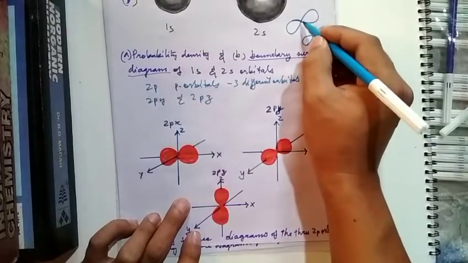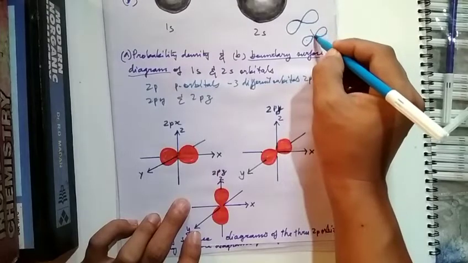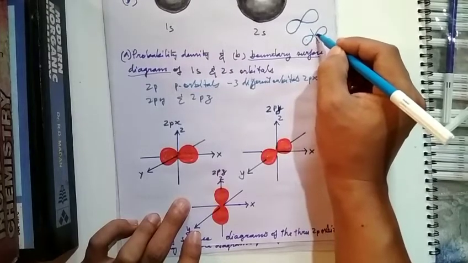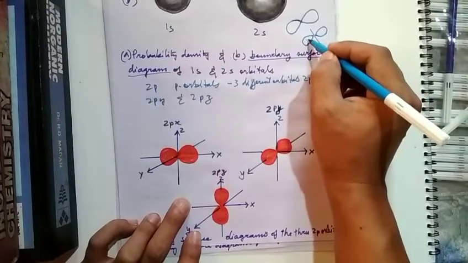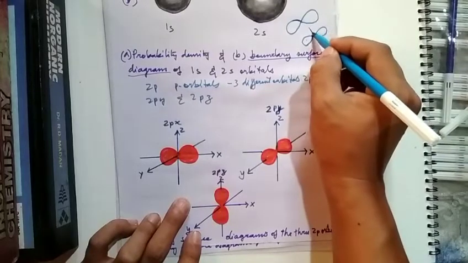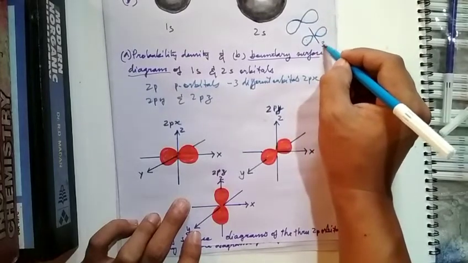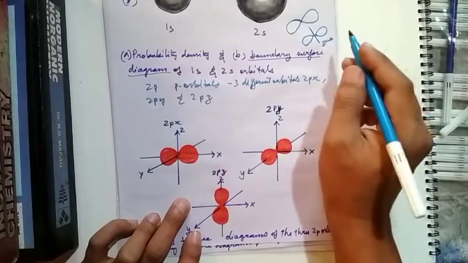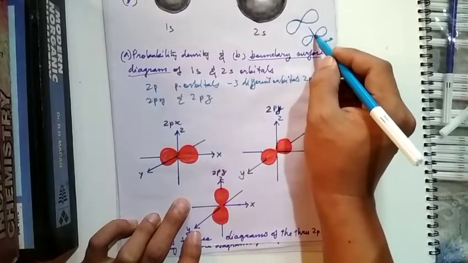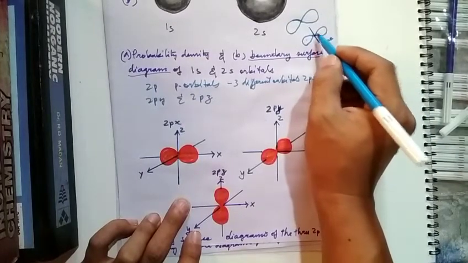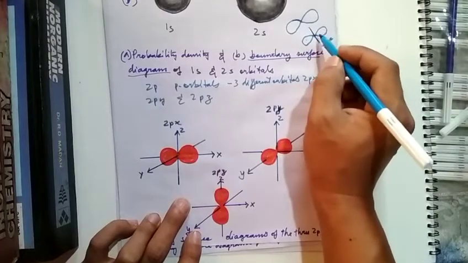So the probability of finding the electron along this axis, where these 2 lobes meet, is 0. The probability of finding the electron is 0 where these 2 lobes meet, along this axis.